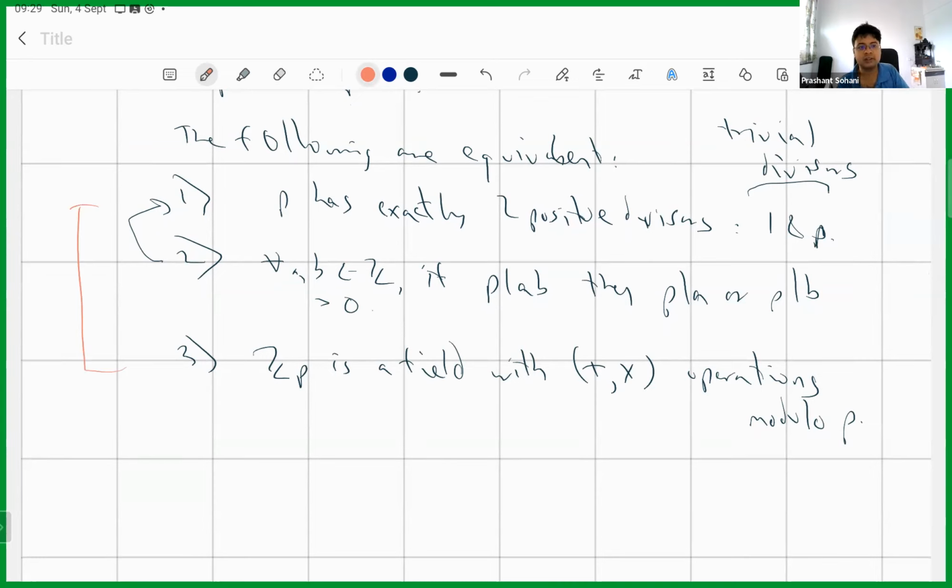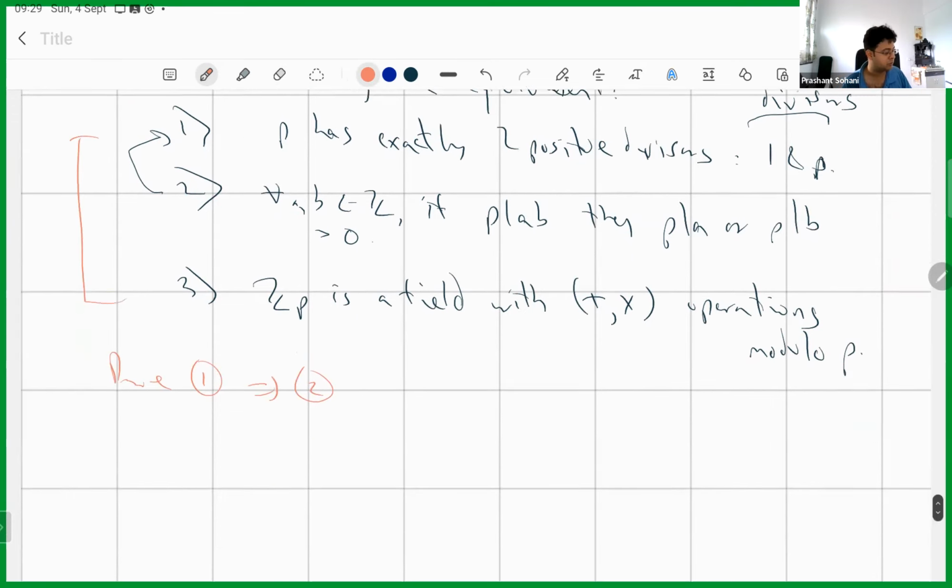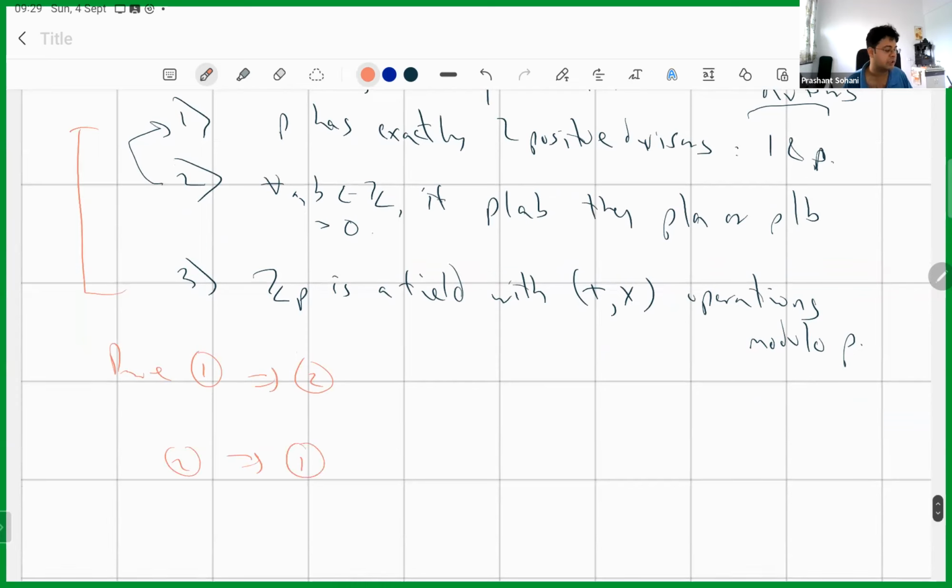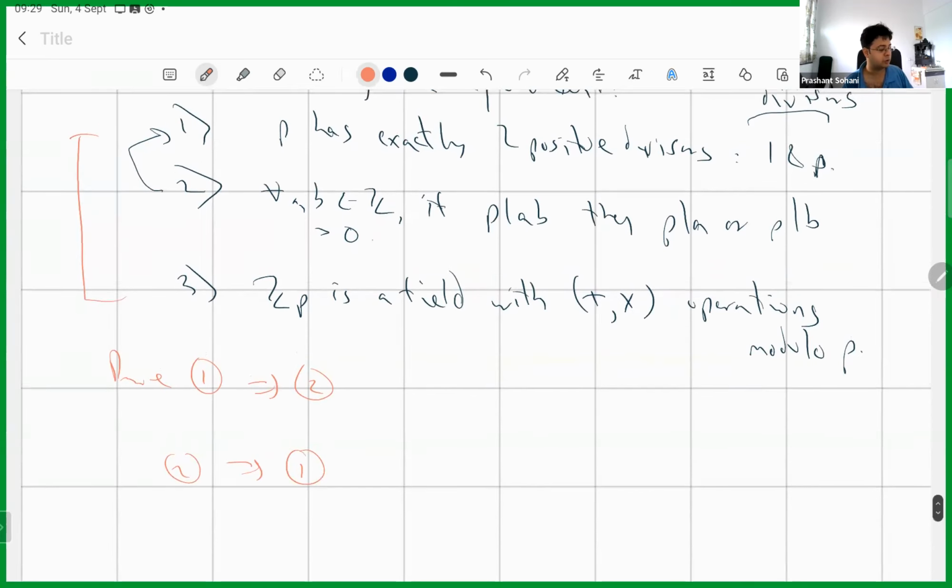As a first step, I'll give you some time to think. Can you see why the first and second definitions are equivalent? Probably the first part is more straightforward. There are 2 tasks. Prove that 1 implies 2: if there is some number which has only 2 positive divisors, why should it satisfy property 2? And then you also have to prove the reverse: that if some number is such that for all A and B, P divides AB implies P divides A or P divides B, then that P has to satisfy condition 1. Only then they will be completely equivalent. So maybe I'll give you a couple of minutes to think about this.